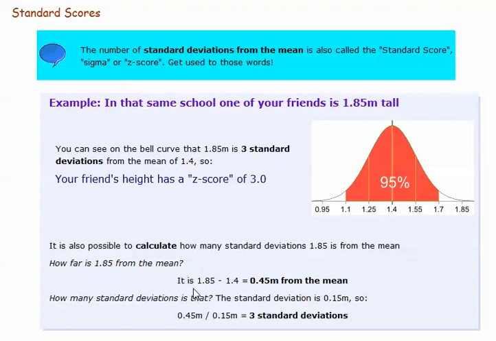Okay, so in this case you do 1.85 minus 1.4, this is 0.45 from the mean, and the standard deviation for this distribution is given as 0.15. So you divide the difference, the 0.45, by the standard deviation, and you get 3. So this is the z-score. That height of 1.85 is 3 standard deviations higher than the mean.